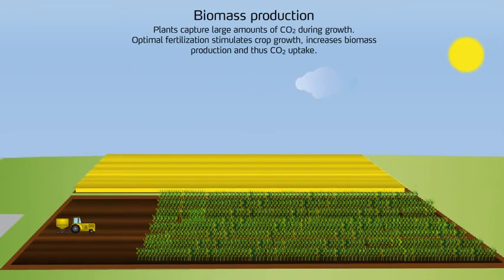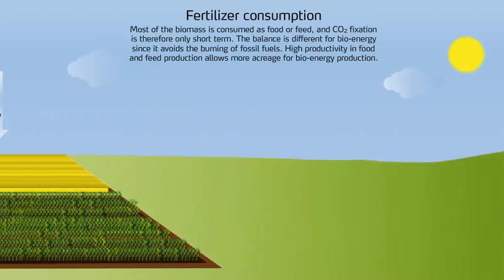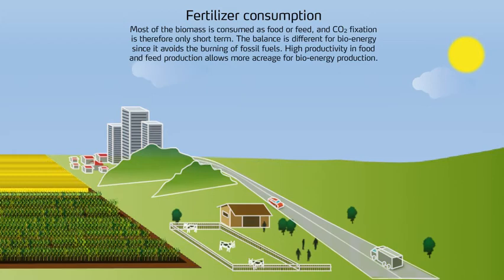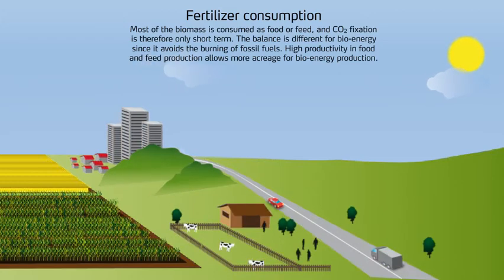Plants capture large amounts of CO2 during growth. Optimal fertilization stimulates crop growth, increases biomass production, and thus CO2 uptake. Most of the biomass is consumed as food or feed, and CO2 fixation is therefore only short-term. The balance is different for bioenergy since it avoids the burning of fossil fuels.